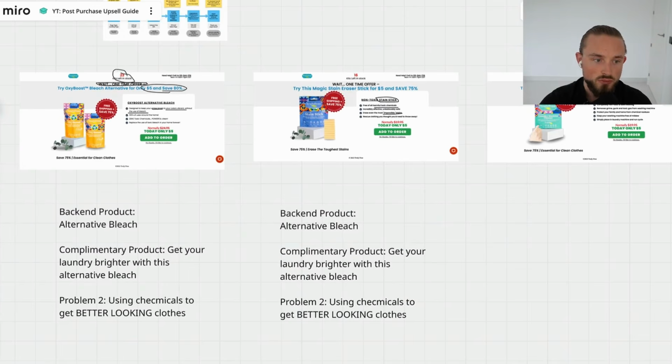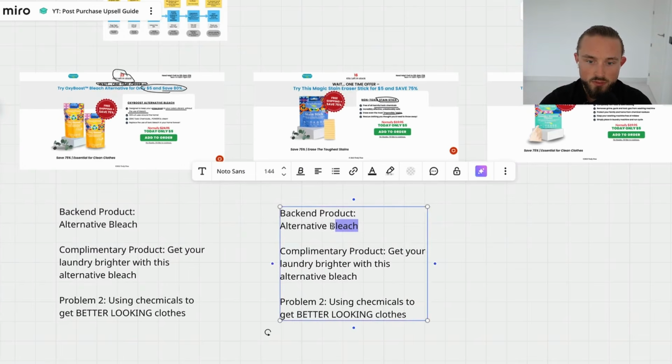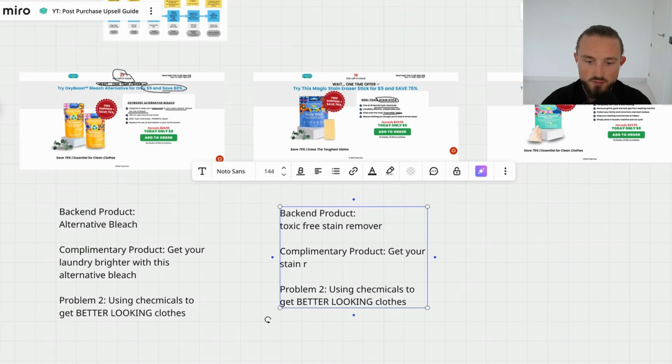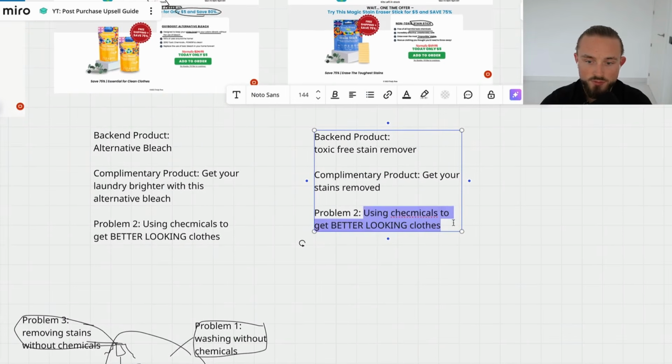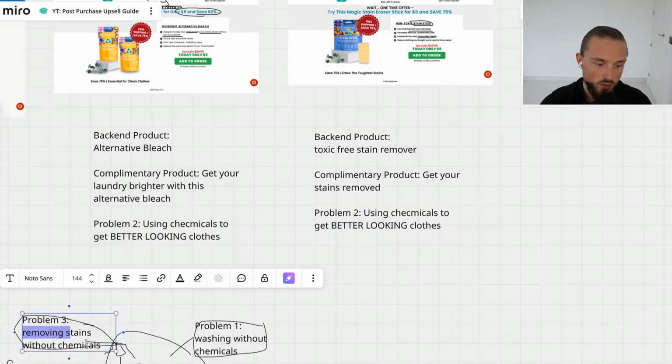Now, essentially, toxic-free stain remover. Get your stains removed, right? So this is number 3.